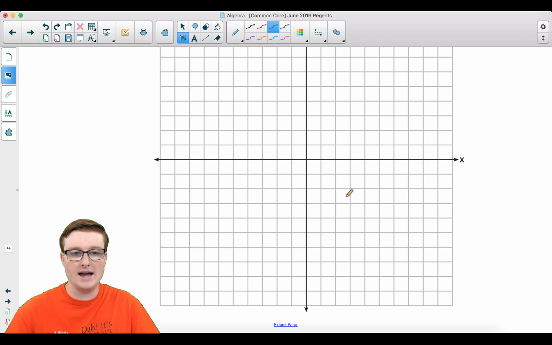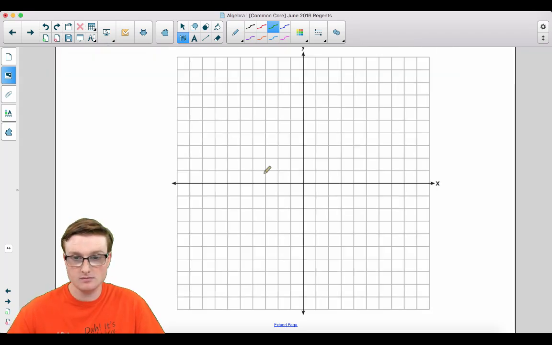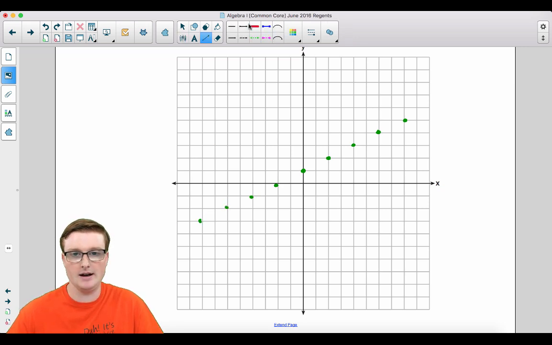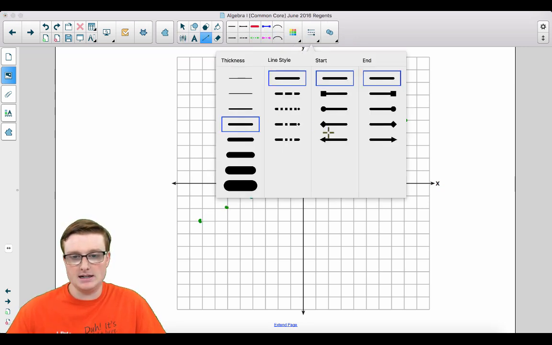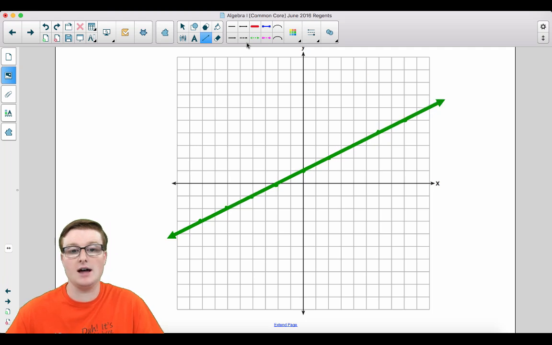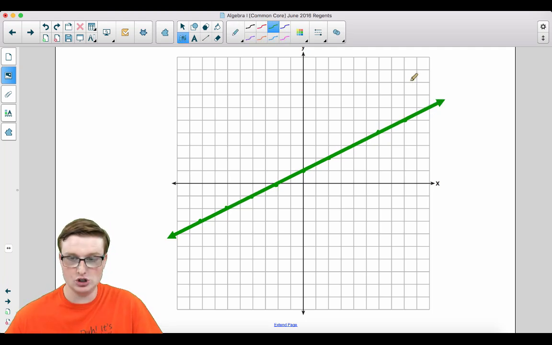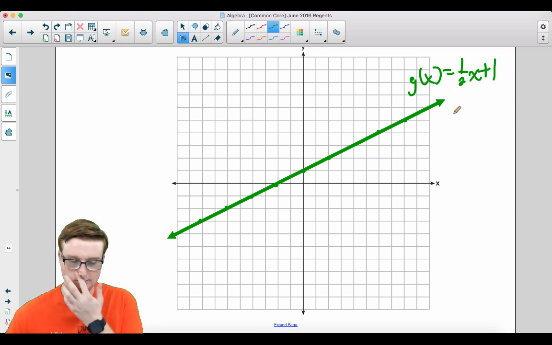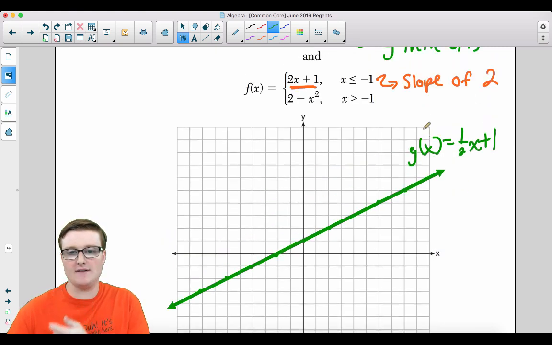So it has a y-intercept of 0, 1, and you're going up 1 to the right 2, up 1 to the right 2, and you keep on going, and you go in the reverse direction as well. All right. So from here, you just go ahead and graph that line. And now you could label it as g of x is equal to 1/2 x plus 1. Okay? So now let's go ahead and graph the piecewise function.